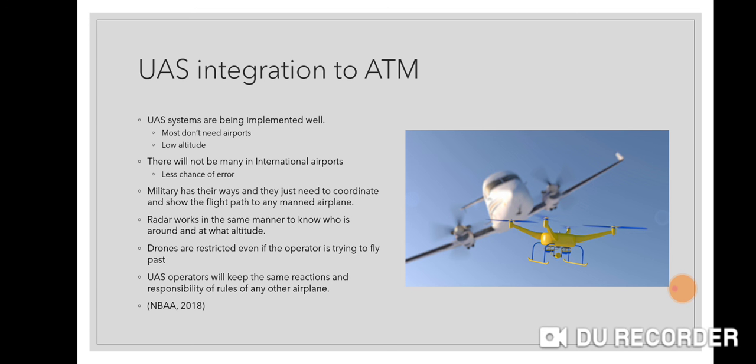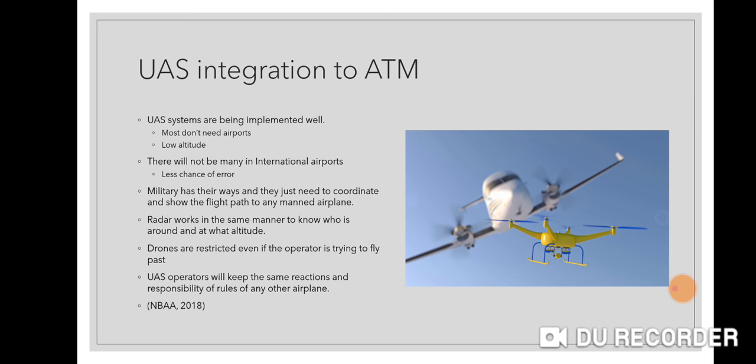The U.S. integration of UAVs into ATM is being implemented pretty well as more come aboard. Most don't need airports, so they could just take off, depending on what the service is, or whether it's a drone or an actual airplane drone. They typically fly at low altitude, aside from military. There will not be many international airports involved, so there's less chance of error. I can't see any unmanned aircraft flying out of an international airport for any reason. The military has its ways, and they just need to coordinate to show the flight path to any manned airplane that's within their system.